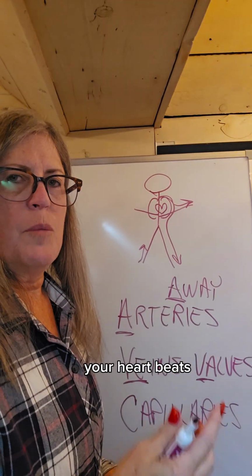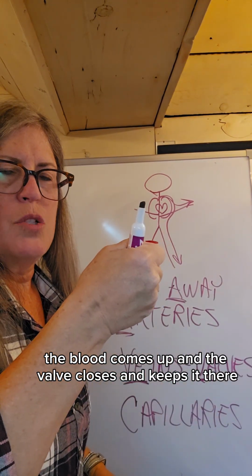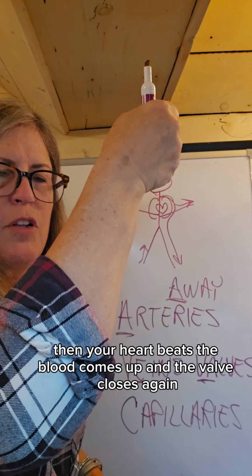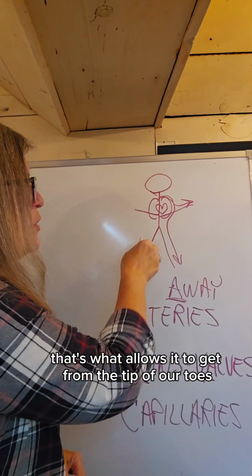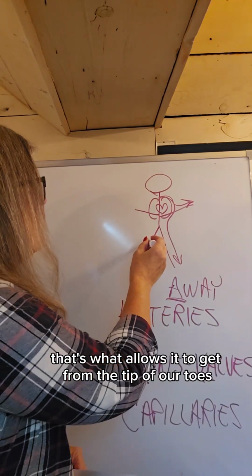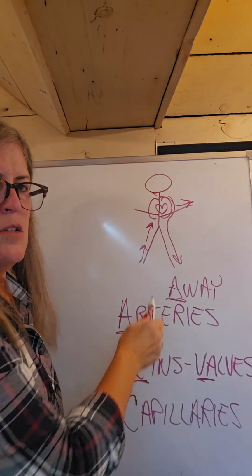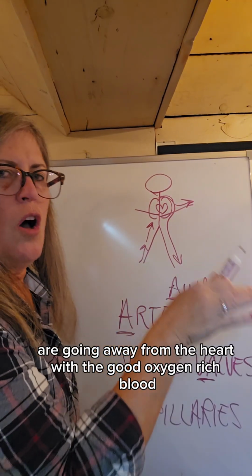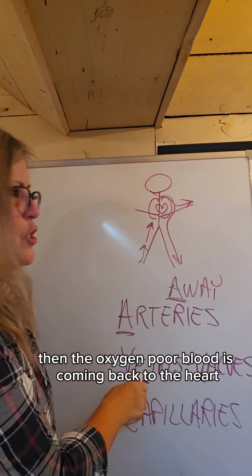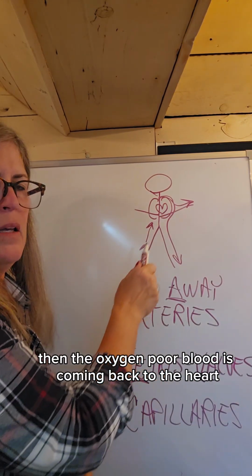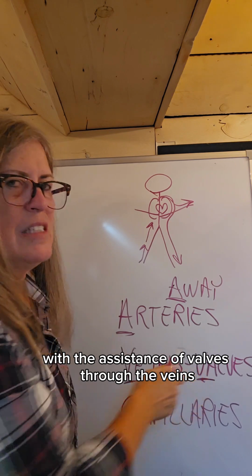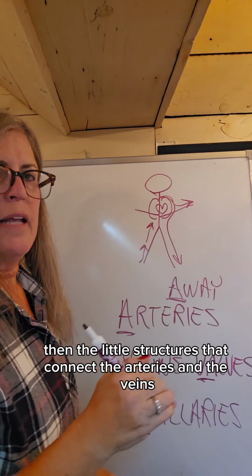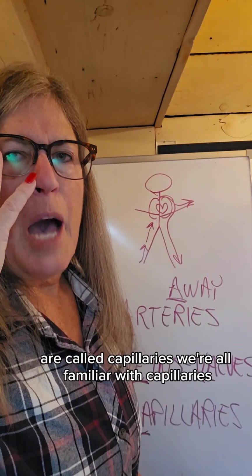Your heart beats, the blood comes up, and the valve closes and keeps it there. Then your heart beats, the blood comes up, and the valve closes again. That's what allows it to get from the tip of our toes back up to our heart again. Remember, arteries are going away from the heart with good oxygen-rich blood, and the oxygen-poor blood is coming back to the heart with the assistance of valves through the veins. And the little structures that connect the arteries and the veins are called capillaries.